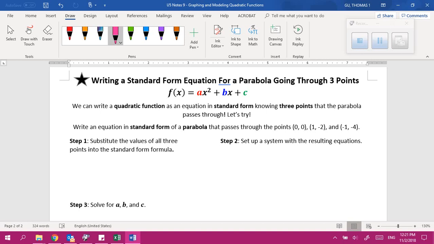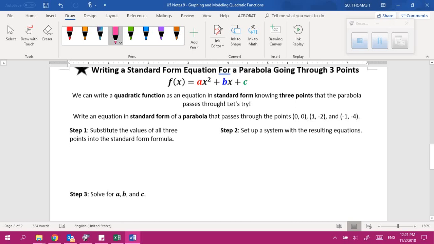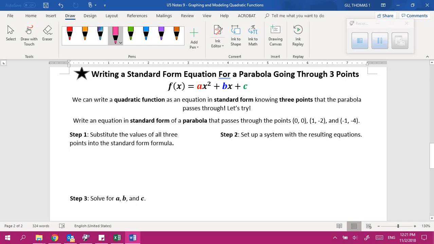You remember right at the beginning of this unit, we were doing systems of 3 equations, with x, y, and z, to solve for all 3 of them. This is going to incorporate that, so it's going to be pretty long. Organization, once again, is key. So from the start, let's read the question. It says, write an equation in standard form of a parabola that passes through the points 0, 0, 1, negative 2, and negative 1, negative 4. So you're trying to write a formula in the form of ax squared plus bx plus c that goes through all those points. We don't know what a, b, and c are supposed to be, so we're going to find that.